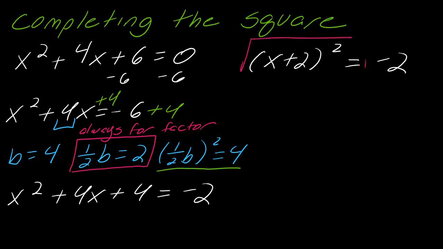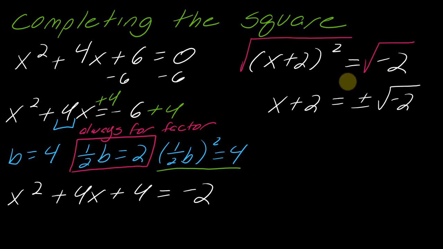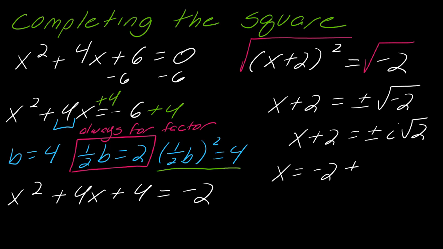And I'm assuming that if you're watching this, by the way, that you also know your imaginary numbers. If I take the square root of both sides, this becomes plus or minus the square root of negative 2. And then you simplify this as much as possible. Since this is a negative under the square root, that is an imaginary number. So this becomes x plus 2 equals plus or minus i times the square root of 2. And then to finish this, I can just subtract off the 2. So this becomes negative 2 plus or minus i times the square root of 2.